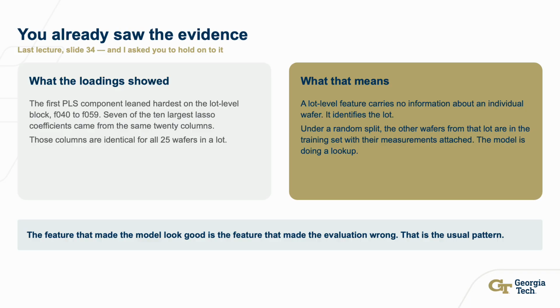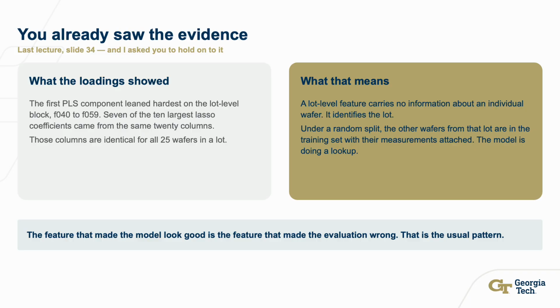I put it on a slide and asked you to hold on to it. Lecture 1, slide 34. The first PLS component leaned hardest on the lot level block F40 through F59. And 7 of the 10 largest lasso coefficients came from the same 20 columns. At the same time, hold that thought.